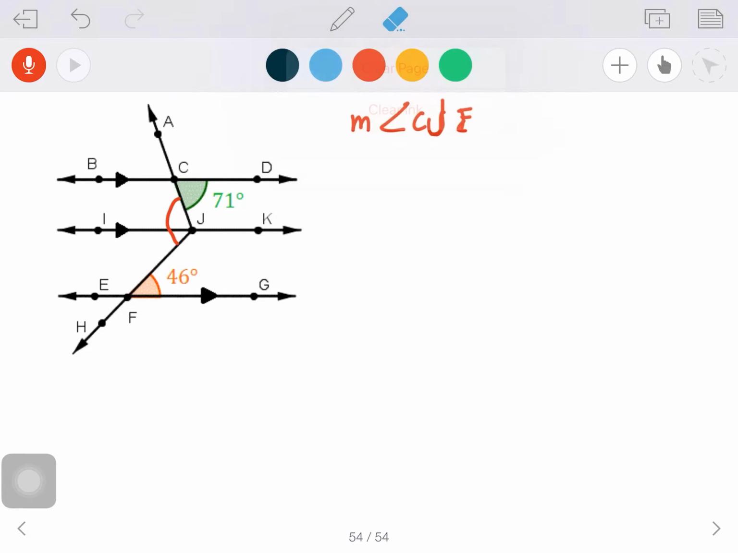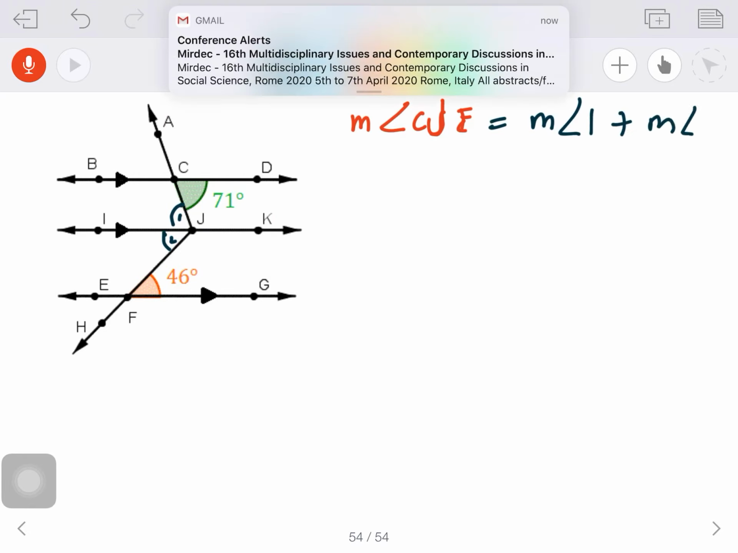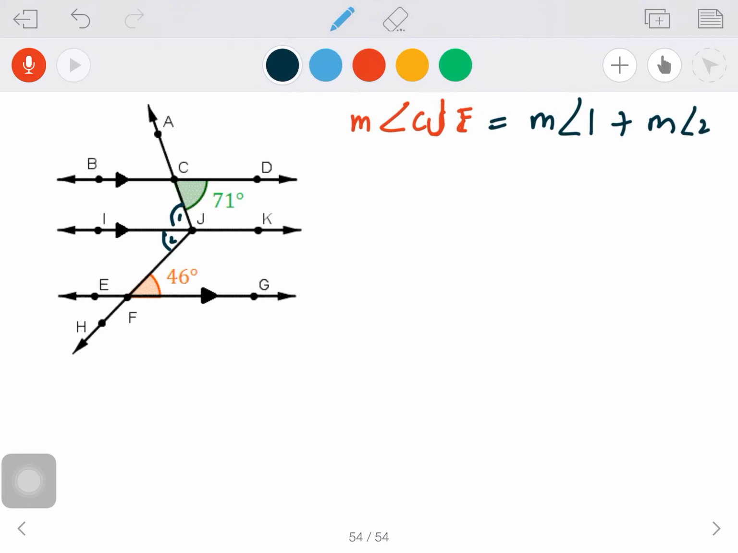Okay, so here you have to solve for this one. But this angle is actually made up of two smaller angles. So I don't know if you can see that. Let's focus on the two smaller angles. So let's say this is angle 1, and let's say this is angle 2. So in order to get the measure of angle CJE, we have to find the measure of angle 1 and the measure of angle 2 and add them together, and you will form the measure of angle CJE.